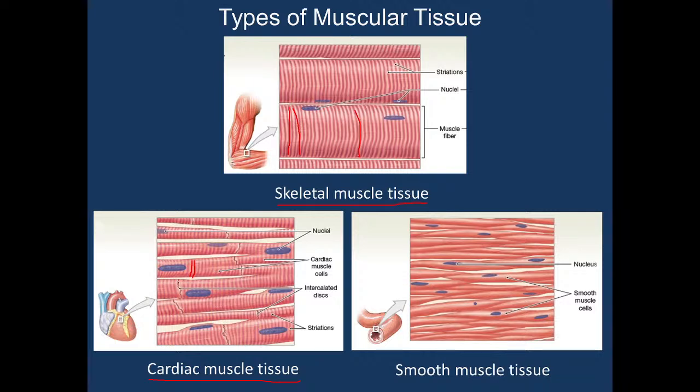And another difference is that the elements in skeletal muscle tissue are long and huge, and they are multinucleated cells. But here, these are cells with only one nucleus. So this is a difference.